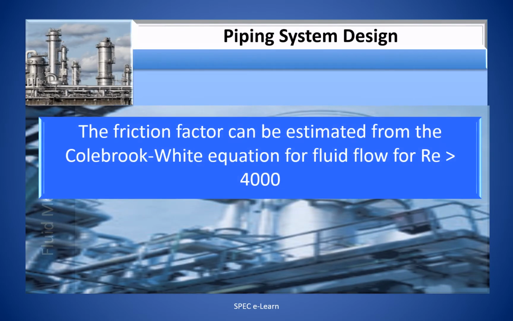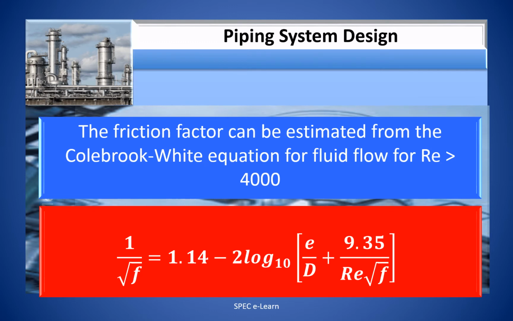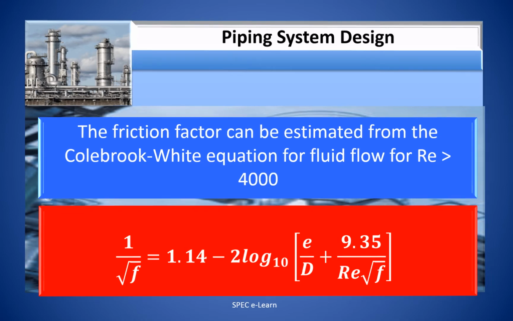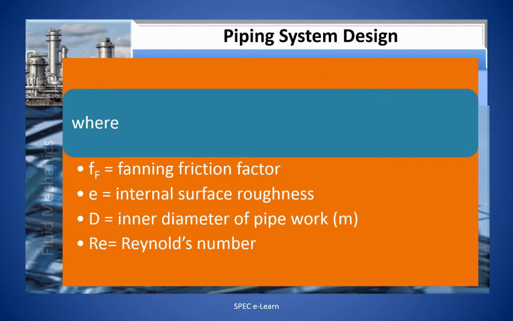The friction factor can be estimated from the Colebrook-White equation for fluid flow for RE greater than 4000. 1 by square root of F equals 1.14 minus 2 log to the base 10 times E by D plus 9.35 divided by RE times square root of F, where F is a Fanning friction factor, E is the internal surface roughness, D is the inner diameter of the pipe work in meter, RE is the Reynolds number.